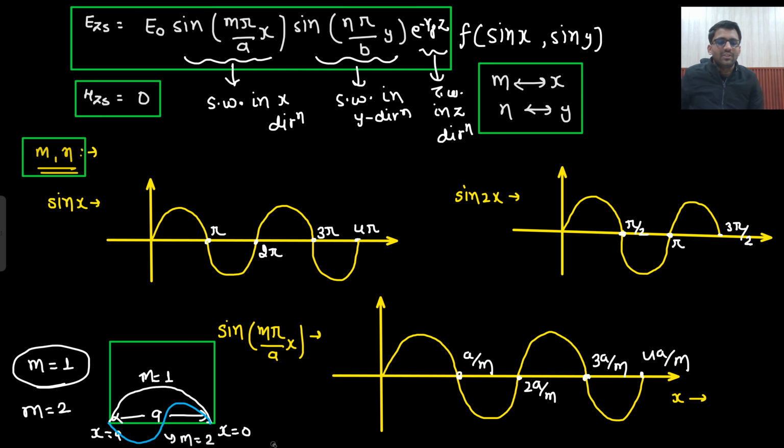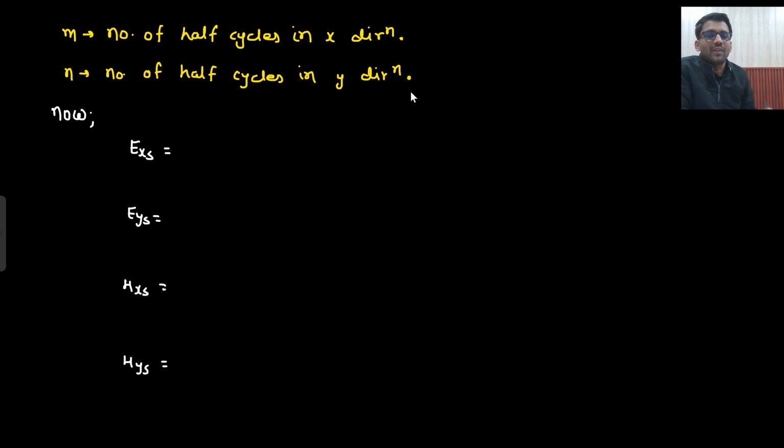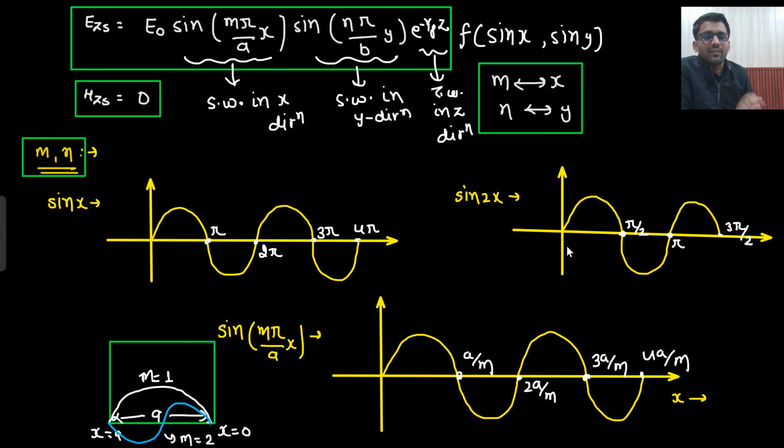This will not be asked in the examination, but I am just telling what the definition of M is, what M is representing. This was the graph of sin(m pi x by a). If M was 1, then from 0 to a only one lobe was there. If M was 2, then from 0 to a two lobes were there. If M was 3, then from 0 to a three lobes were there. So M represents the number of half cycles in the X direction and N represents the number of half cycles in the Y direction. Is that clear to you? Is the definition of M and N clear?